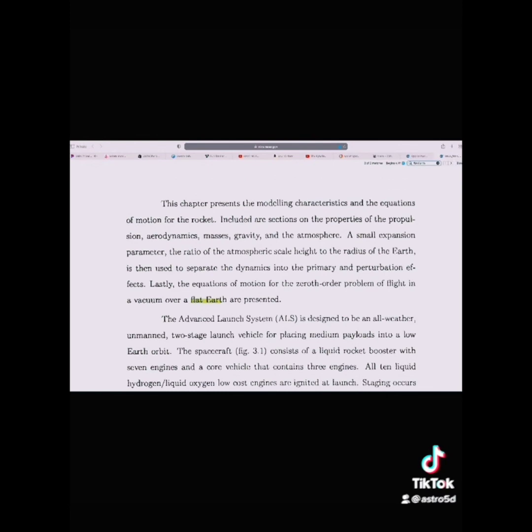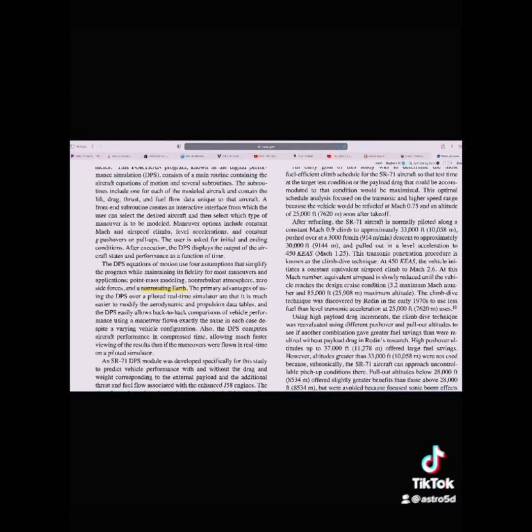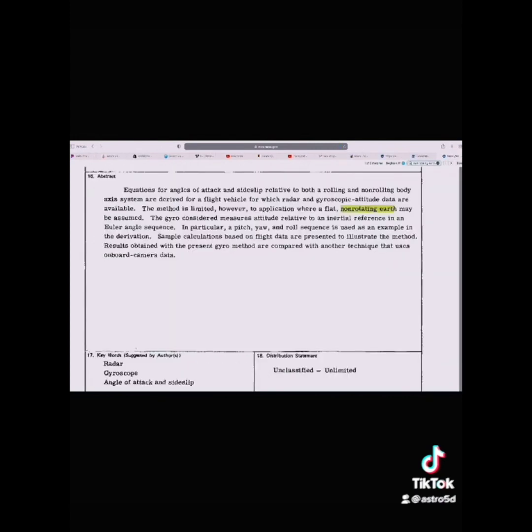In this document, NASA is studying the rigid body equations over a flat, non-rotating Earth. As you can see here, flight in a vacuum over a flat Earth. Here's another NASA document highlighted there, the non-rotating Earth. Another non-rotating Earth. Now these are all from the US government. We'll get to the USSR in a second. But these receipts are important, so pay attention.